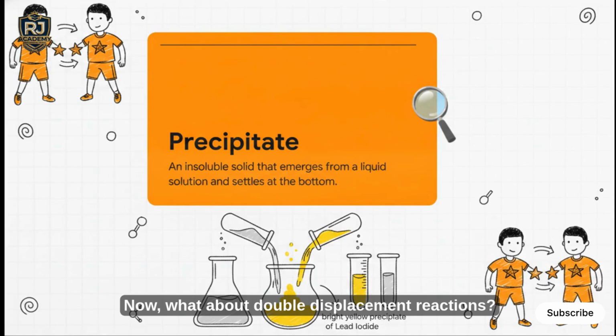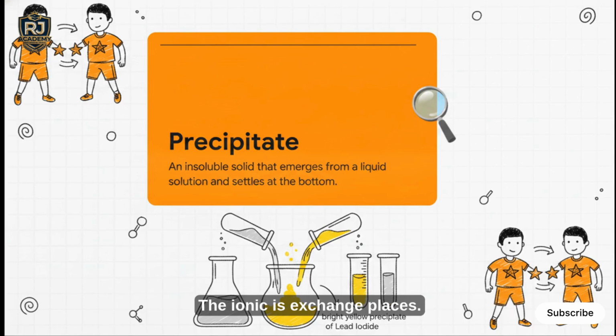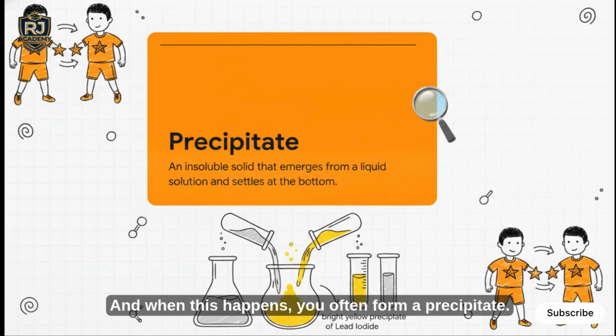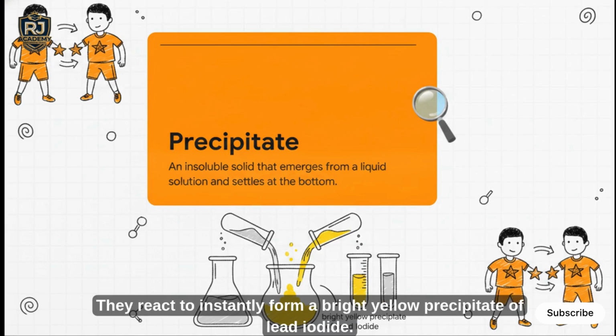Now, what about double displacement reactions? This is kind of like 2 IPL cricket teams deciding to just swap their star players at the exact same time. The ions exchange places, and when this happens, you often form a precipitate. As a quick reminder, this is an insoluble solid that just falls out of the liquid and settles at the bottom. A super famous example is mixing colorless lead nitrate with colorless potassium iodide. They react to instantly form a bright yellow precipitate of lead iodide.